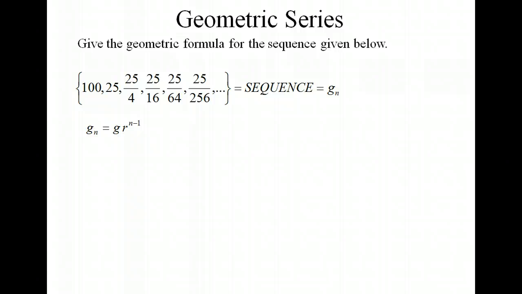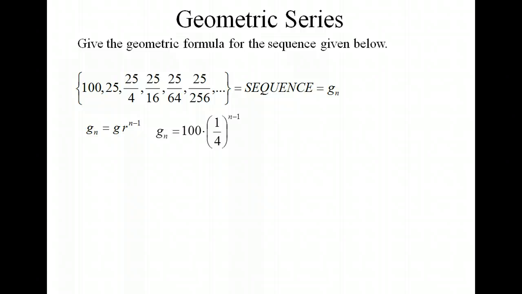Let's look at another example. Suppose that we were given the sequence 100, 25, 25 fourths, and so on. What you could quickly figure out is that we're dividing by 4 each time to get the next term of the sequence. Well, if we're dividing by 4, it's the same as multiplying by 1/4, so my constant ratio is 1/4. My first term of the sequence is 100, so the formula is 100 times 1/4 to the n minus 1.